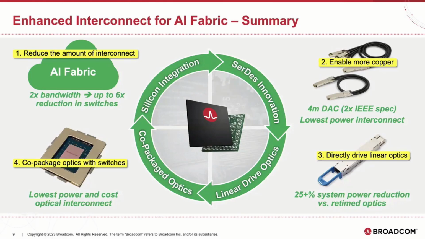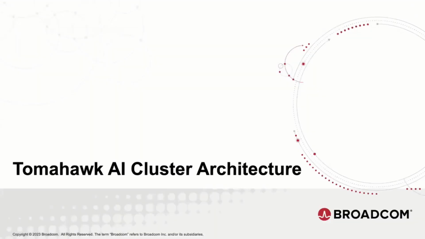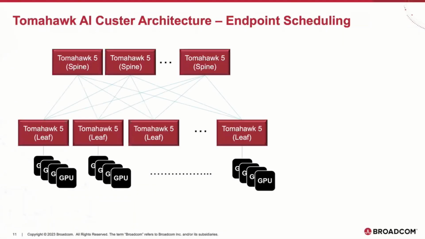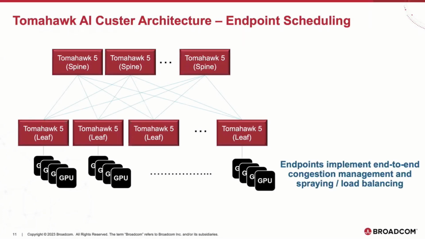Okay, so moving on to Tomahawk AI cluster architecture. At the high level, you could have a very simple architecture. I think Mohan showed this earlier. This is really the most common that people would start off with, a leaf spine architecture. The key thing here is that the endpoints would be the ones that implement the end-to-end congestion management and the packet spraying and some of the load balancing.